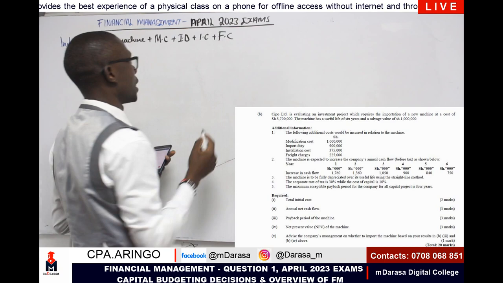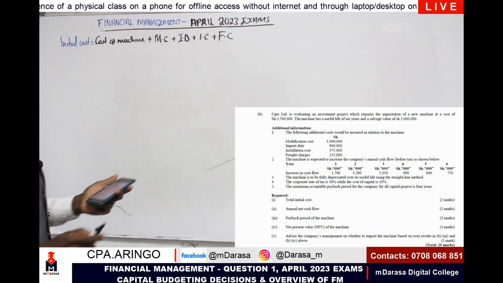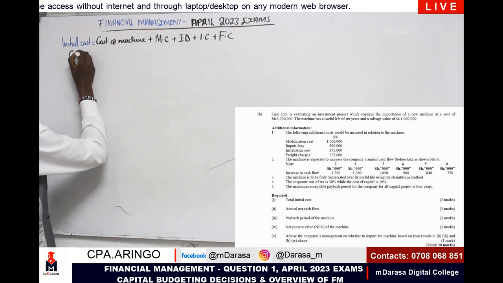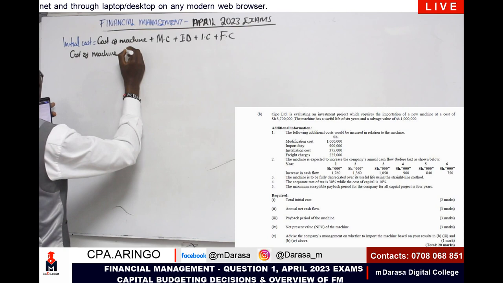This is what will literally give us what? The initial cost of the machine, which I think is why you are given only one mark, because it's just a matter of copying and pasting. So these are what you are going to do. We know very well that the cost of machine, in this case, I am having basically 3.7 according to what I was given there, right?